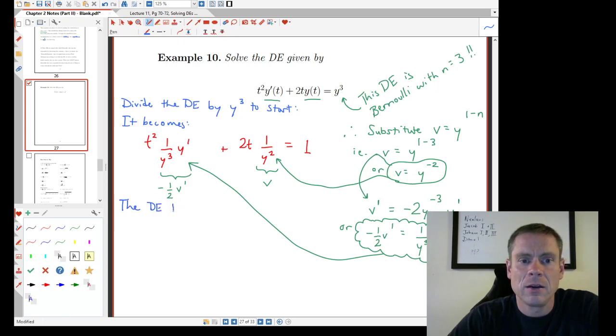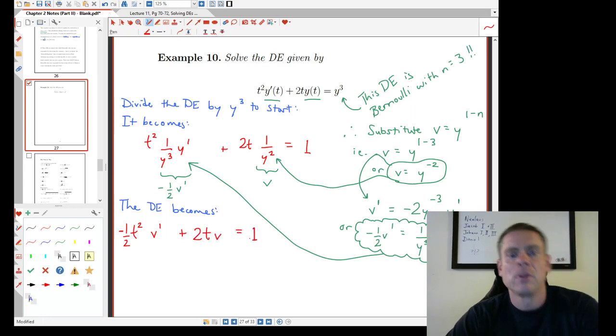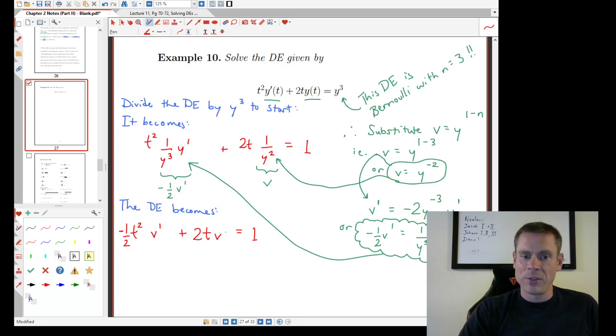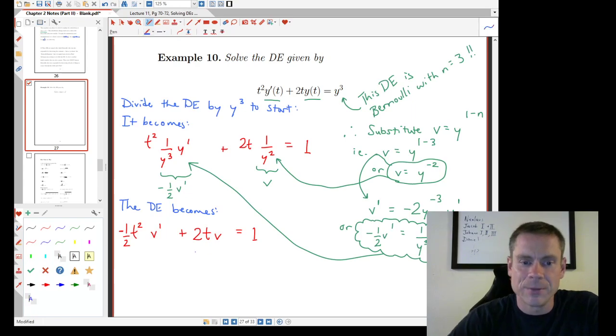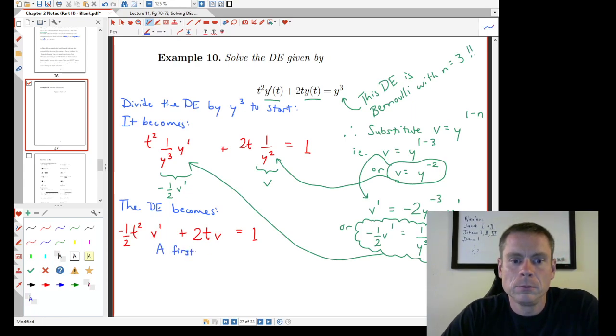The DE becomes the following. So the t squared that's here is just kind of sitting back and watching as we go crazy here. But I'm going to get minus 1/2 t squared v prime plus 2tv equals 1. So I've taken those three terms, the 1 is just the 1, but I've replaced the 1 over y squared with a v. I've replaced this collection of y stuff with minus a half v prime. And you see what I have now? That's a first order linear equation. It's a first order linear DE.